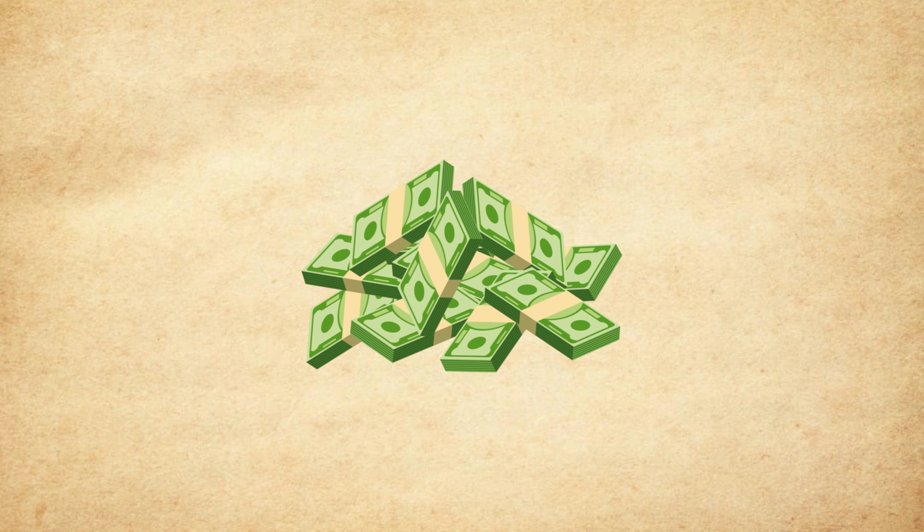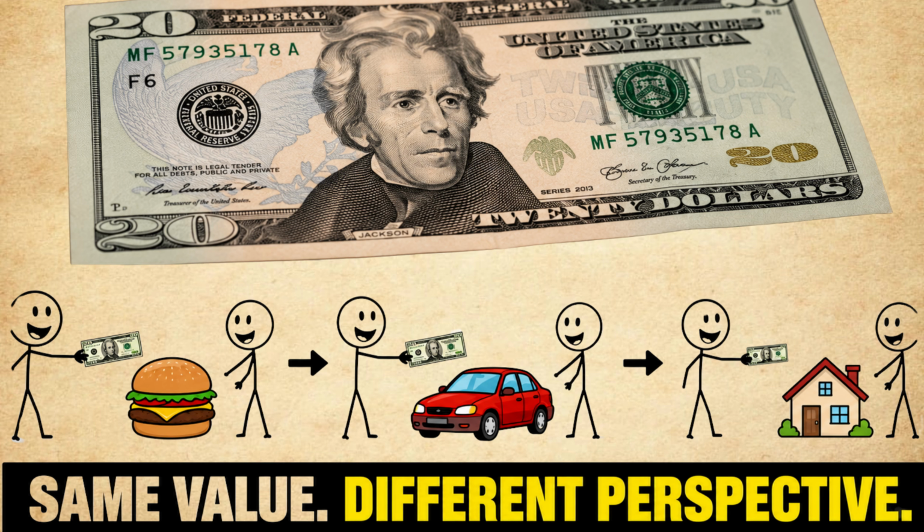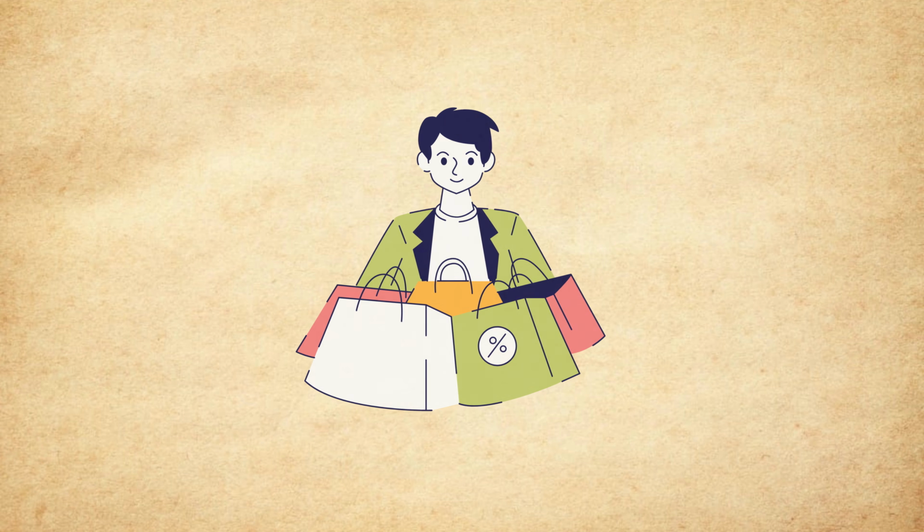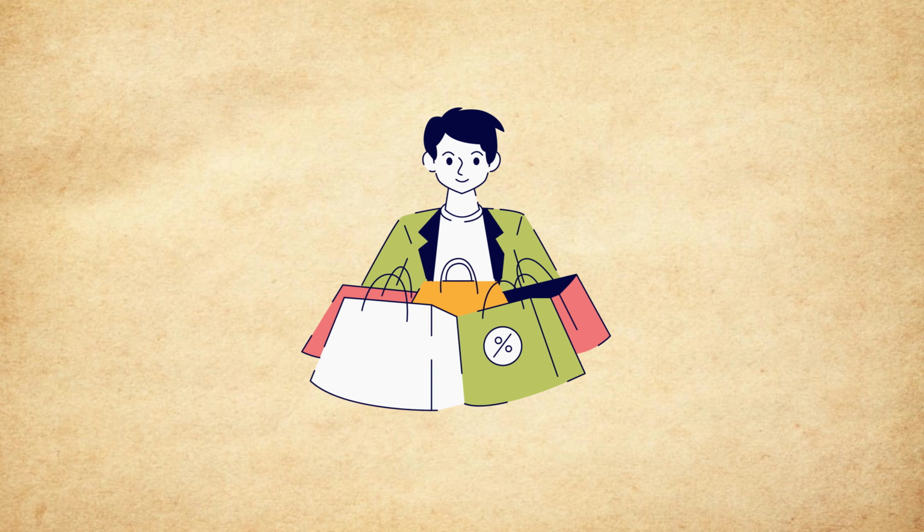Each step made trade easier, but the key principle stayed the same. Money is only worth something because we all agree it's worth something. Your $20 bill is just fancy paper. Its value comes from trust and from the goods and services it can buy. This is the golden rule. More money only means more wealth if there are more things to buy.